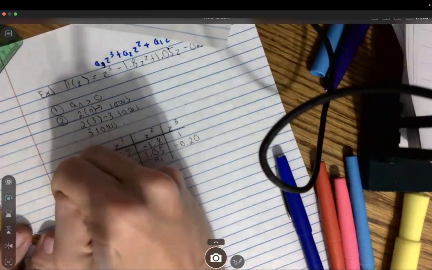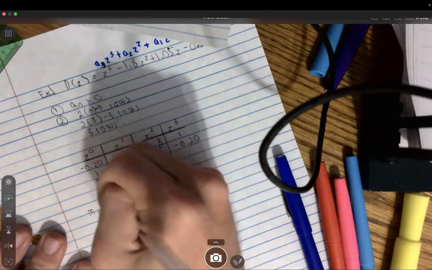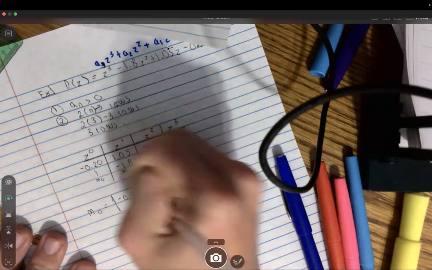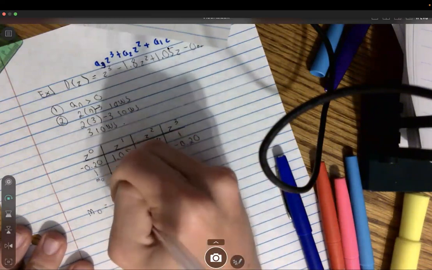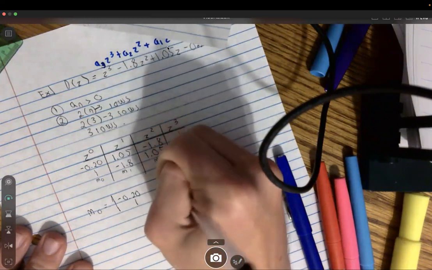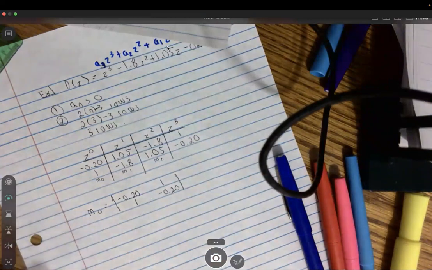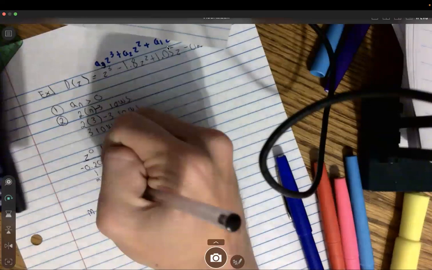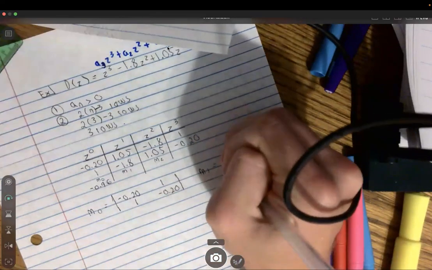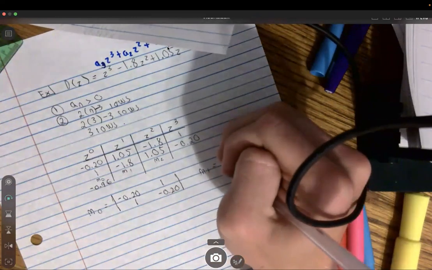So M0 is defined in the table as the determinant of negative 0.20 and 1, and over here 1 and negative 0.20. So what we're going to get, if you do this by calculator, is 0.2 times 0.2, and then minus 1. We're going to get negative 0.96. So negative 0.96.